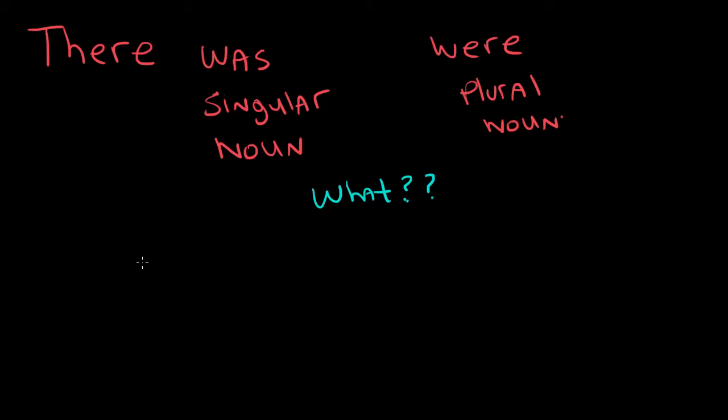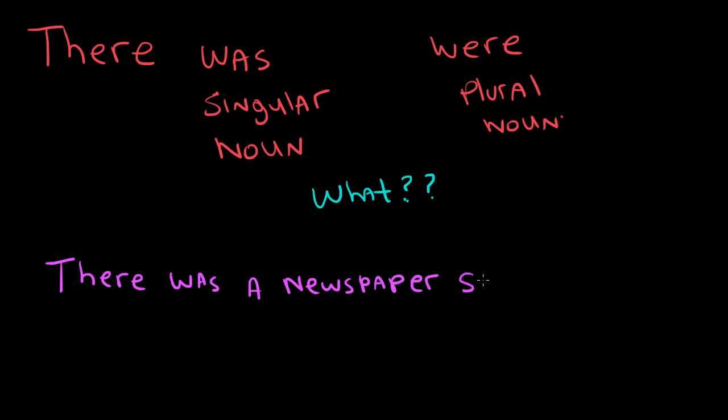Let's look at how we use there was and there were. When we want to tell someone some information and show them something, we can use there was. For example, there was a newspaper sitting on the table this morning.